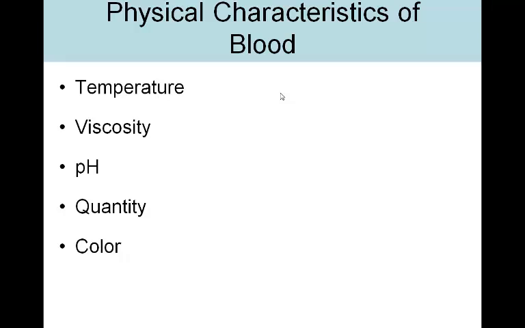And this pH is very important. Variations below 7.35 or above 7.45 can actually lead to death. So your body works very hard to maintain blood pH. In terms of quantity, the typical person has anywhere from 4 to 6 liters of blood, less for a woman, more for a man.